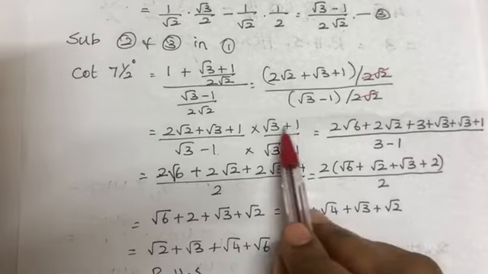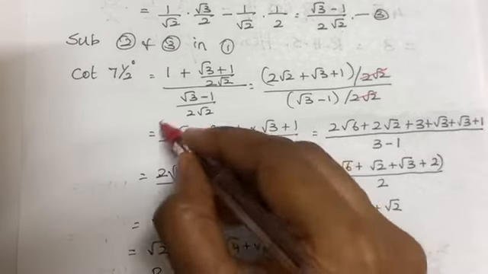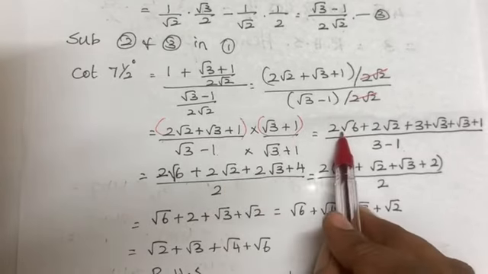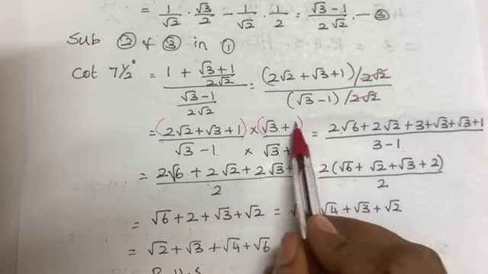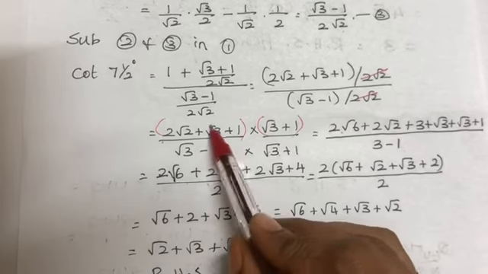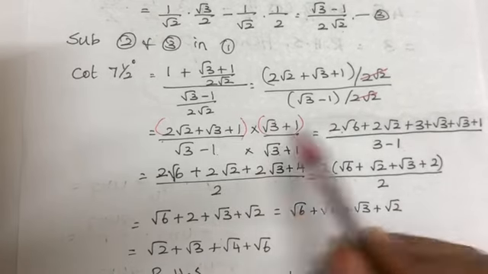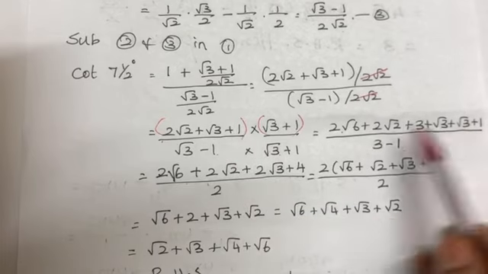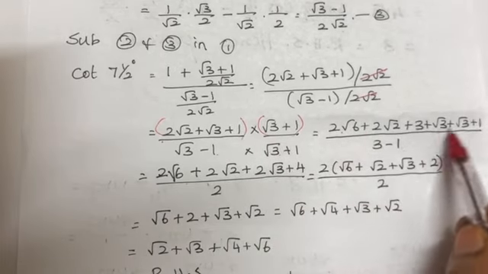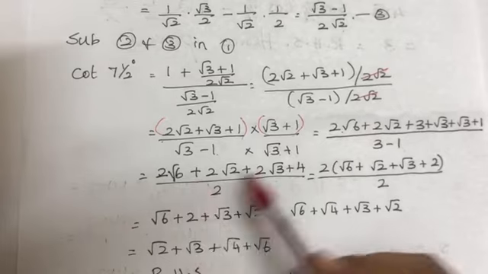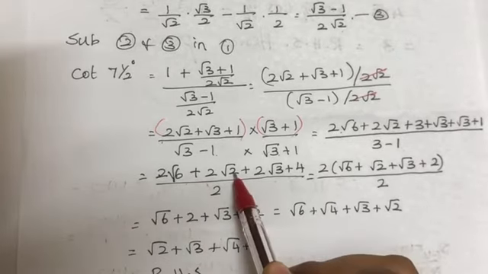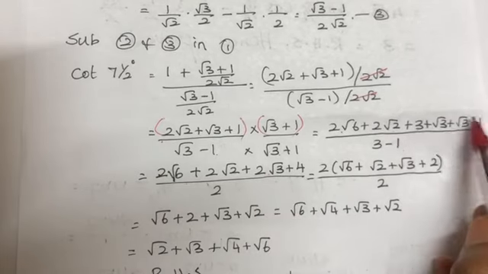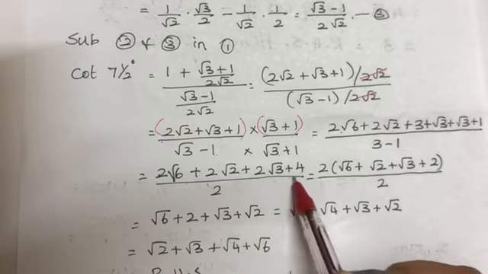In the numerator, we have to multiply these two expressions. So, 2 root 2 into root 3, that is 2 root 6. 2 root 2 into 1, that is 2 root 2. Now, root 3 into root 3, it is 3. Root 3 into 1, 1 into root 3 and 1 into 1. What we have now: 2 root 6 plus 2 root 2, root 3 plus root 3, it is 2 root 3, 3 plus 1, it is 4. Whole thing divided by 2.